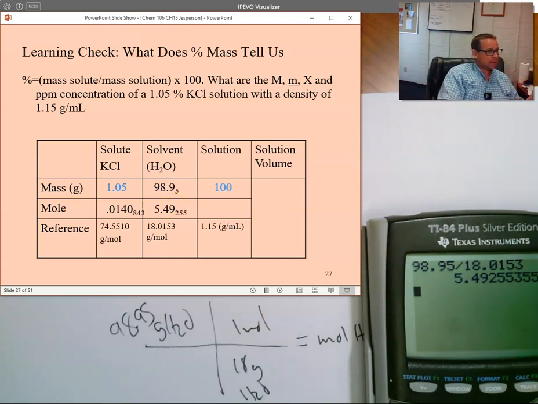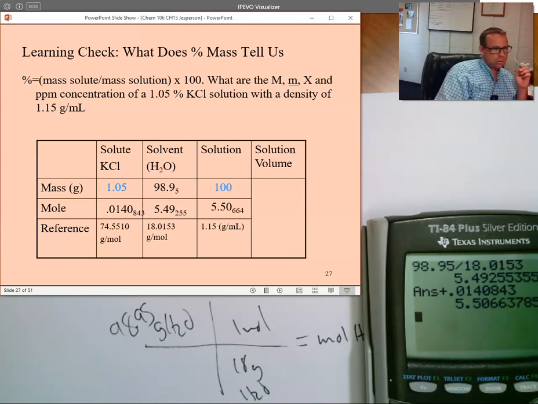Very good. And now that we're there, Landon, it also would be really easy to find what value at this point? The solution for moles. Yeah, total moles. We're just going to take this 5.49, which is moles of solution, and add it to the moles of KCl, which is 0.0140843. Very good. So we got 5.5 moles total altogether.